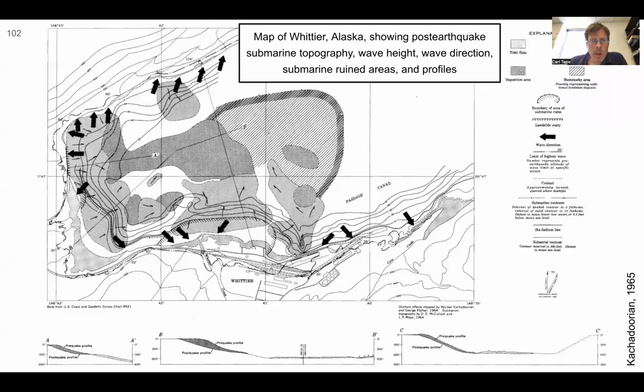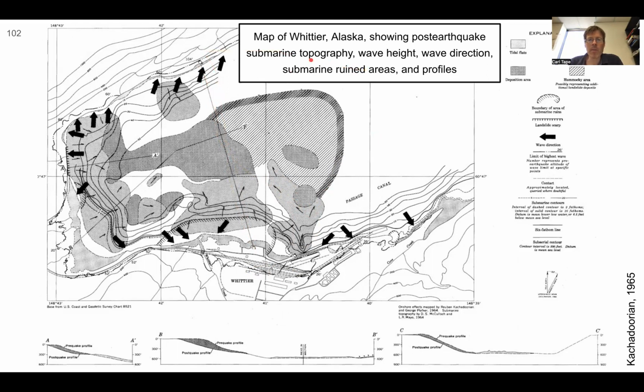Here's a map. It's a little harder to piece this together, but here's Whittier at the bottom, Passage Canal, and this is a geologist trying to map out the direction of the wave, the inundation, and where these landslide areas were. So this shows some of the inferred landslides going underwater in this case. And we'll look at a cross section of the fjord to get a basic picture of what's going on.